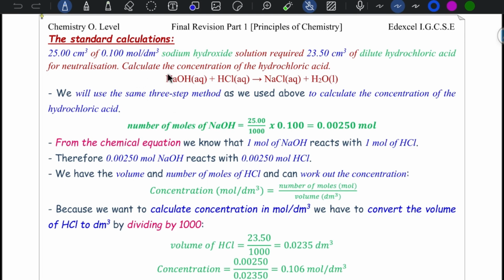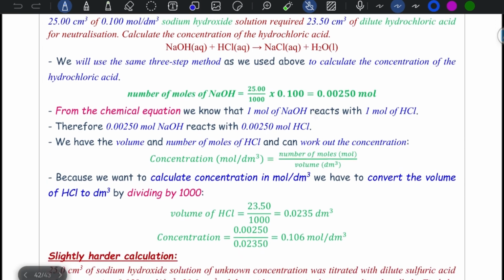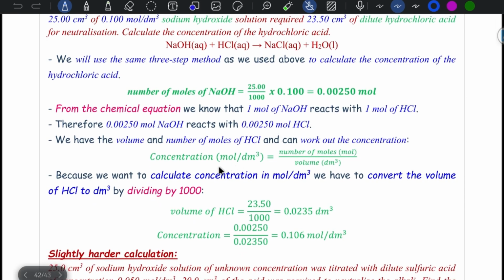He asks about concentration. Concentration is equal to moles divided by volume, but remember, volume must be in cubic decimeter. So once we found the number of moles of HCl, we can work out concentration by dividing moles over volume. And remember, volume must be divided over 1000 to convert it into cubic decimeter. You will find the answer 0.106.